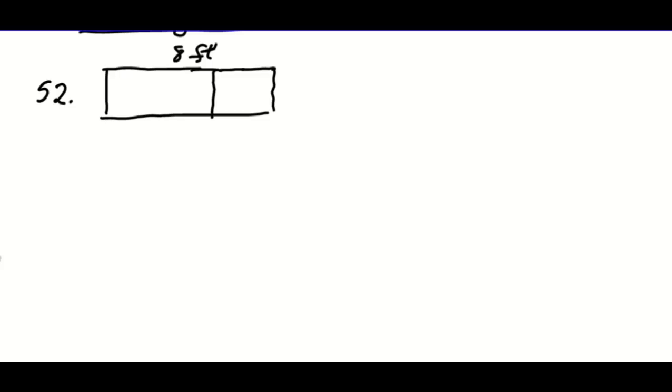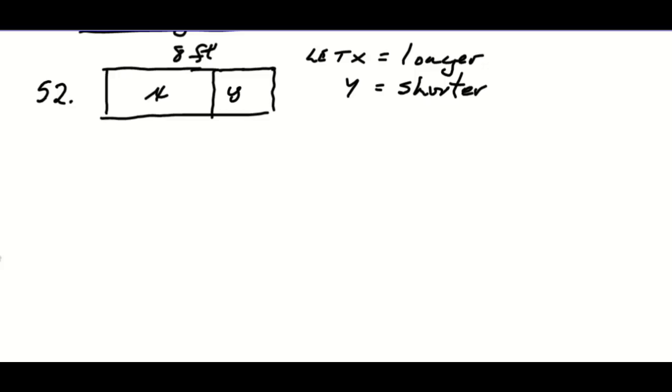And what I can say is we'll let X equal the longer piece, and therefore we'll let Y equal the shorter piece. And so I can label this is X, this is Y. And if I take X plus Y, that will equal 8 feet.